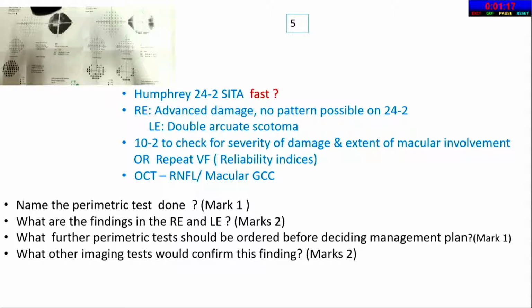RNFL. In OCT, they'll ask you questions on RNFL. CP RNFL is the circumpapillary RNFL layer, or macular GCC. Macular GCC is the new buzzword. Most of the new OCT machines have that in advanced forms, and you talk about the floor effect and when to do a macular GCC and when to do an RNFL. Okay?